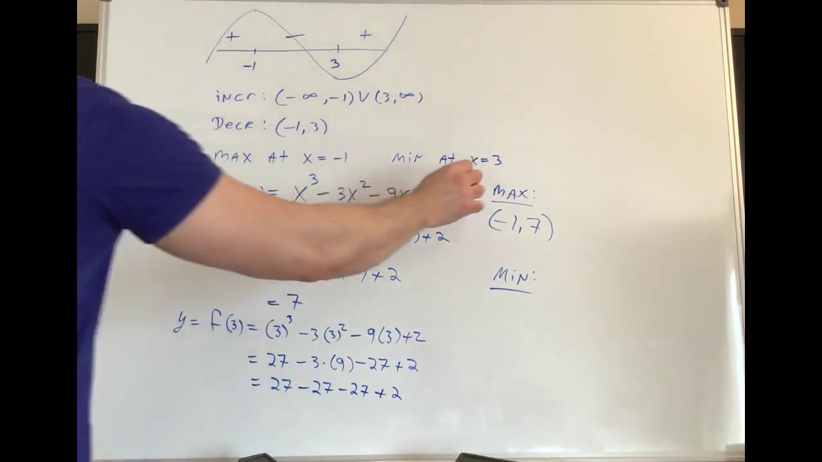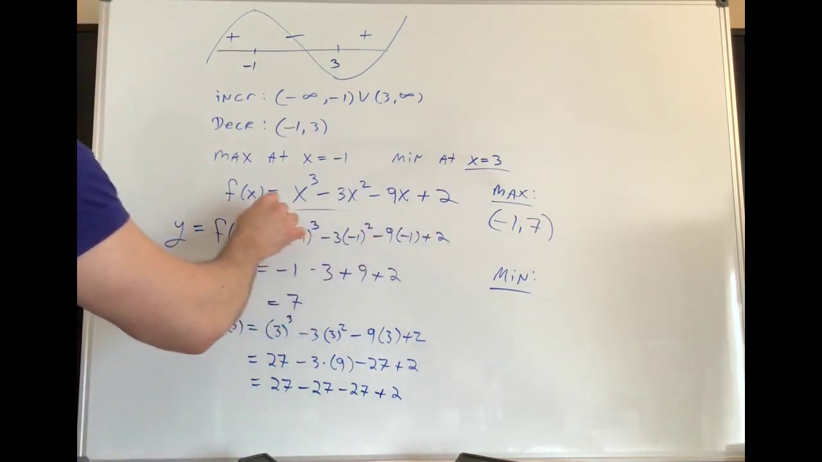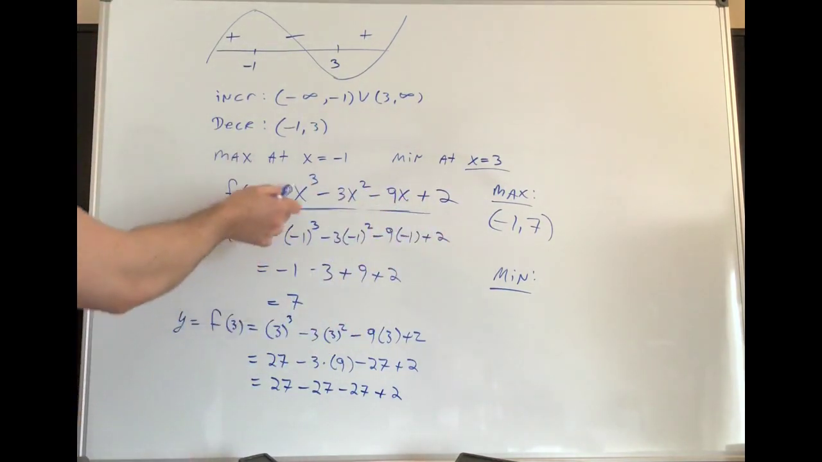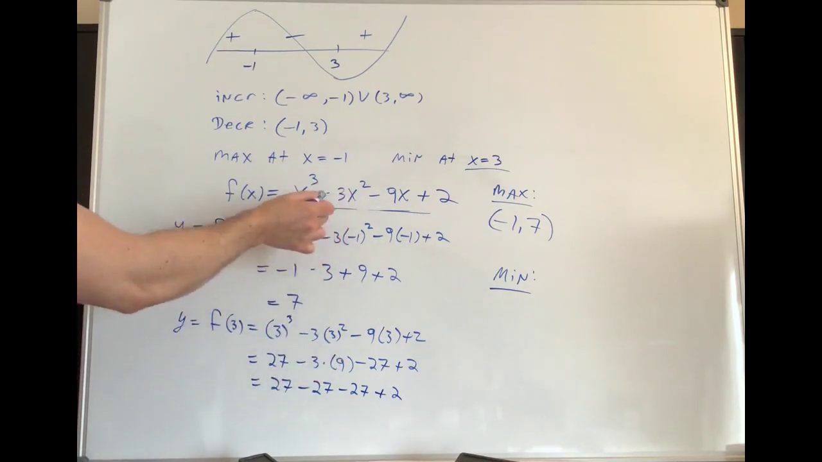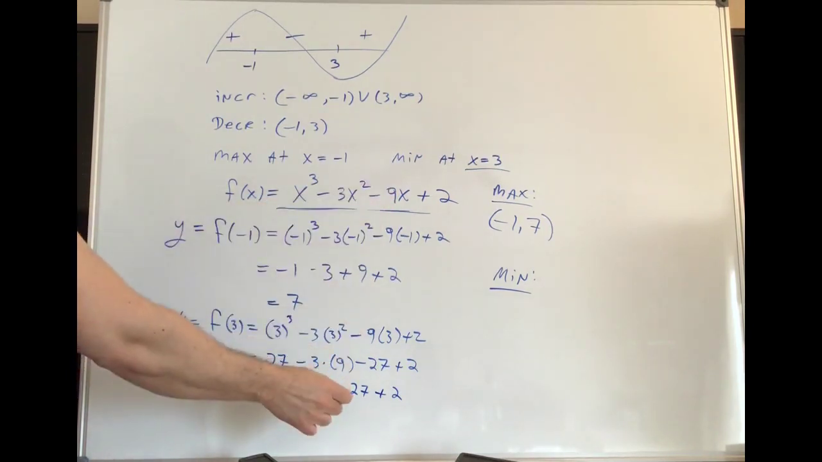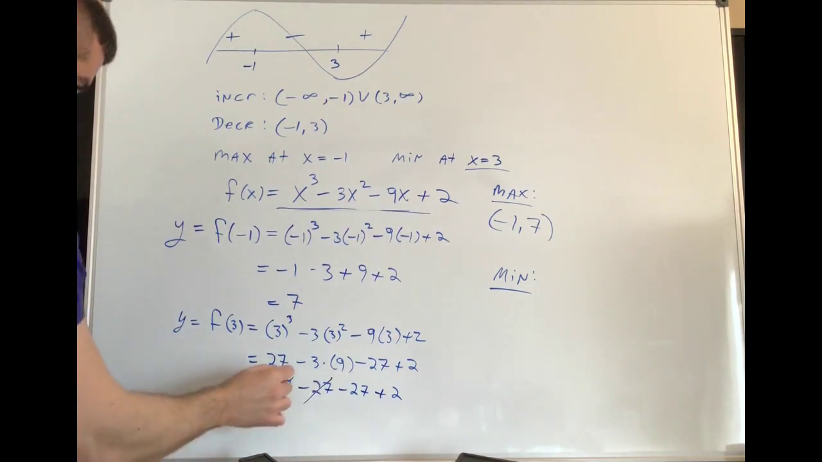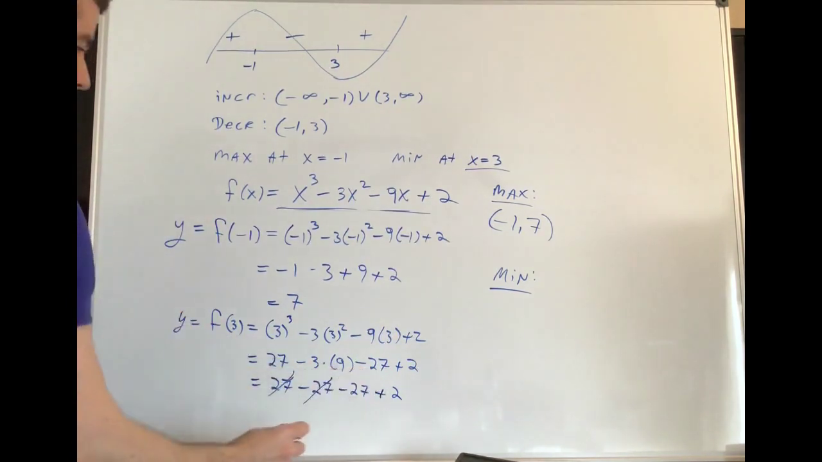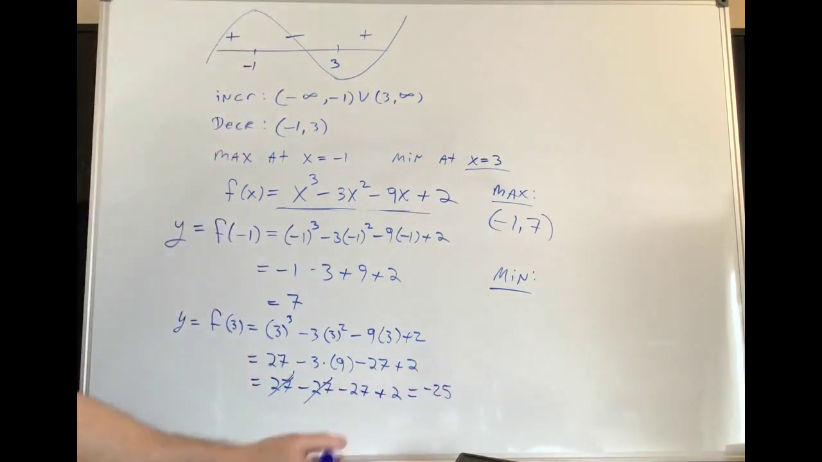So I need to plug 3 into my original function here to find the y value. So I do 3 to the third, it's 27. 3 squared, which is 9, times 3, which is negative 27, because it's minus 3. Minus 9 times 3 is another negative 27, and then the plus 2 is just hanging out there. Now, these cross out. 27 minus 27 is 0. If you owe me $27 and you pay me 2, you owe me 25.